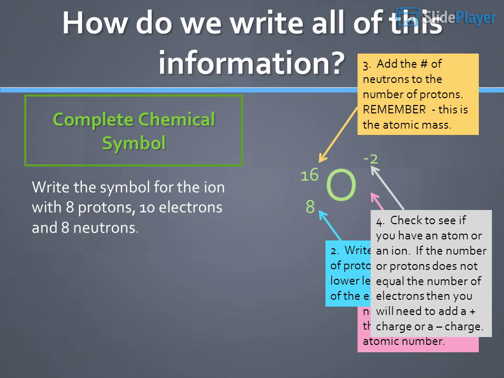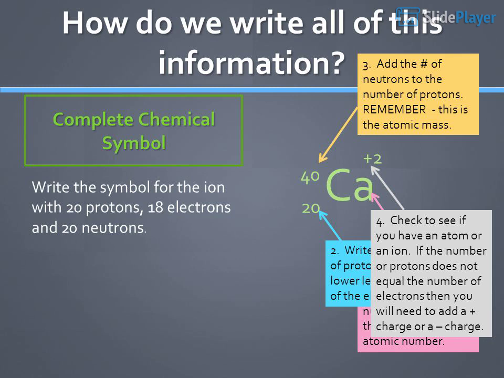8. Step 1: look up the symbol by using the number of protons. Remember, the number of protons is the same as the atomic number. Step 2: write the number of protons in the lower left-hand side of the element. How do we write all of this information? Step 3: add the number of neutrons to the number of protons. Remember, this is the atomic mass. Complete chemical symbol: Ca, 40, plus 2. Step 4: check to see if you have an atom or an ion. If the number of protons does not equal the number of electrons, then you will need to add a plus charge or a minus charge. Write the symbol for the ion with 20 protons, 18 electrons and 20 neutrons.